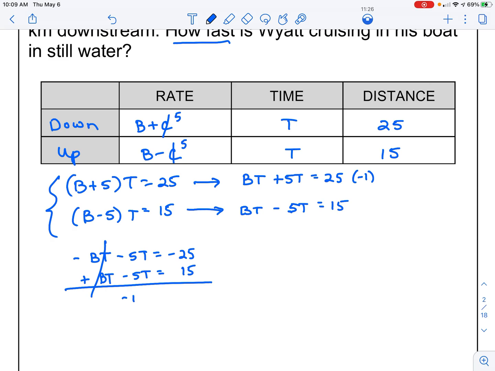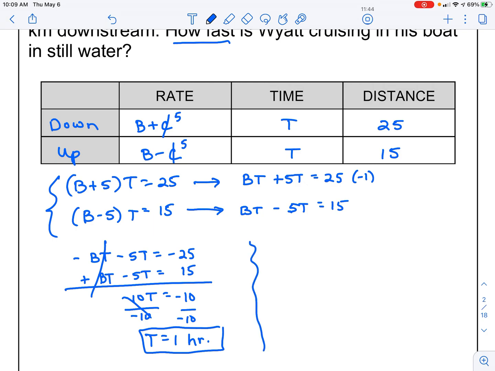because really and truly, this is what we want to get rid of right here. So now I have negative 10T equals negative 10. Divide by negative 10. T equals 1. Time is 1 hour.